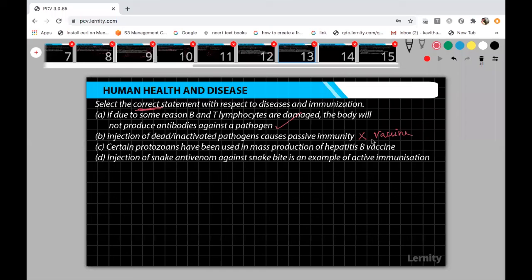A vaccination comes under active immunity. Certain protozoans have been used in mass production of hepatitis B vaccine? No, hepatitis B is caused by a virus, not by protozoa. Injection of snake antivenom against snake bite is an example of active immunization? It is a passive immunization. So the correct statement is option A.